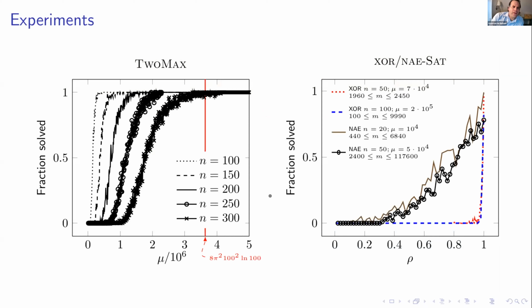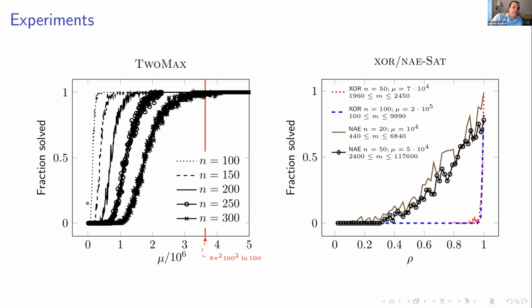Okay, so I just want to go over some experiments that we did to look at these bounds here. On the left-hand side, we see that for TwoMax, we ran this algorithm several times each, and we looked at n moving from 100 to 300, and then we tried to see what the dependence is on being able to solve the problem on the actual sample size, the population size, right?